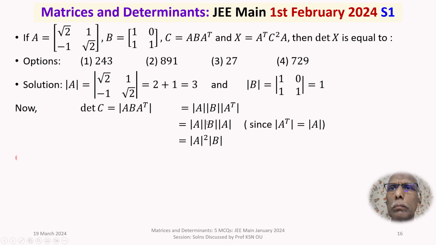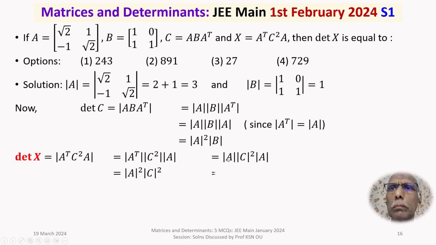Agree. Now let's go to determinant of X. That's equal to determinant of A transpose C square A. Determinant of the product is equal to product of the determinants. Determinant of A transpose into determinant of C square into determinant of A. Determinant of A transpose is same as determinant of A. So this is determinant of A into determinant of A square into determinant of C square. For determinant of C square, determinant of C is determinant of A square into determinant of B, whole square.